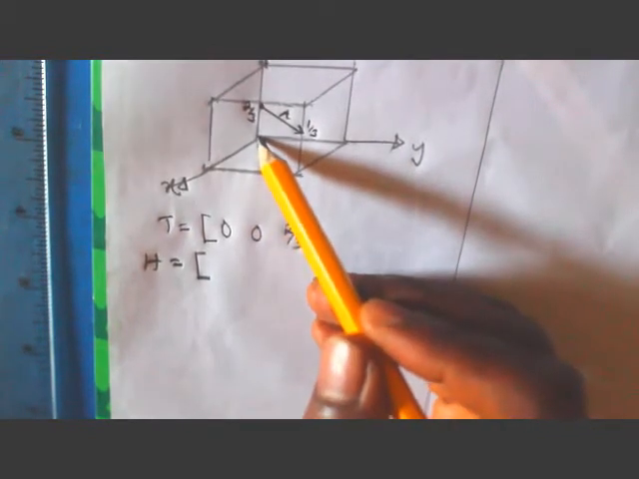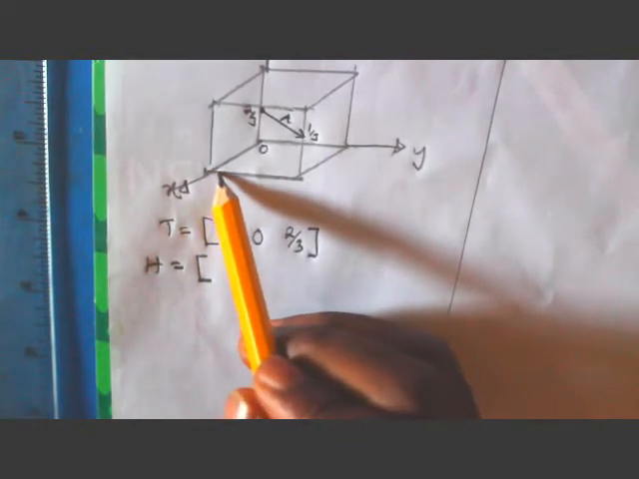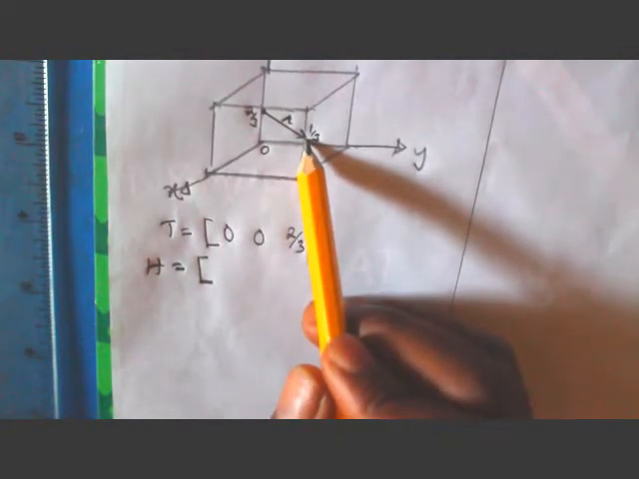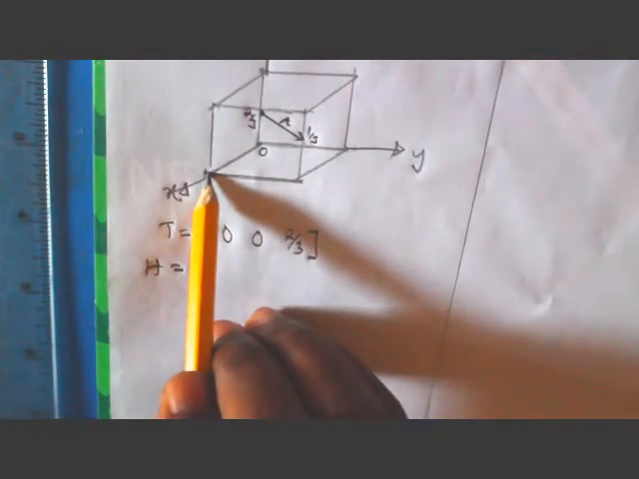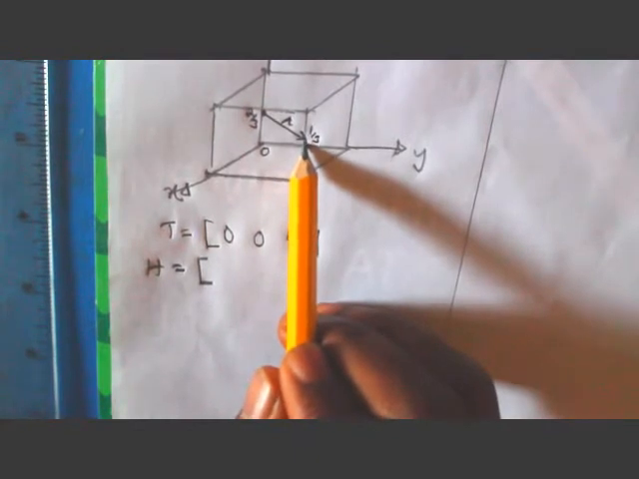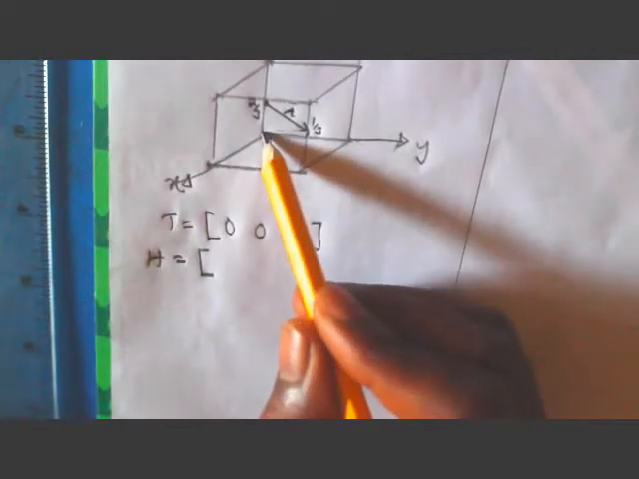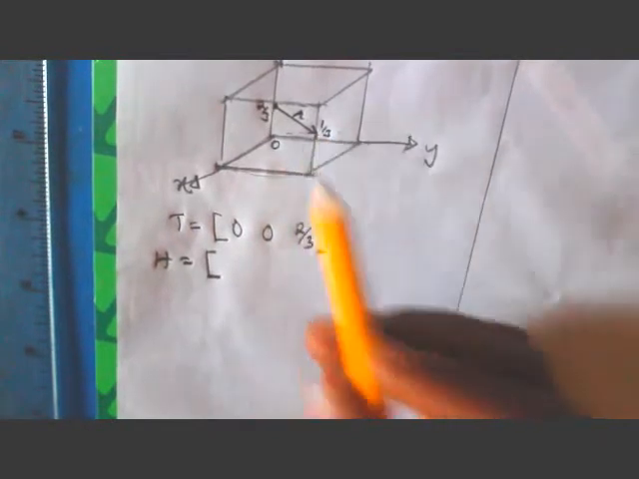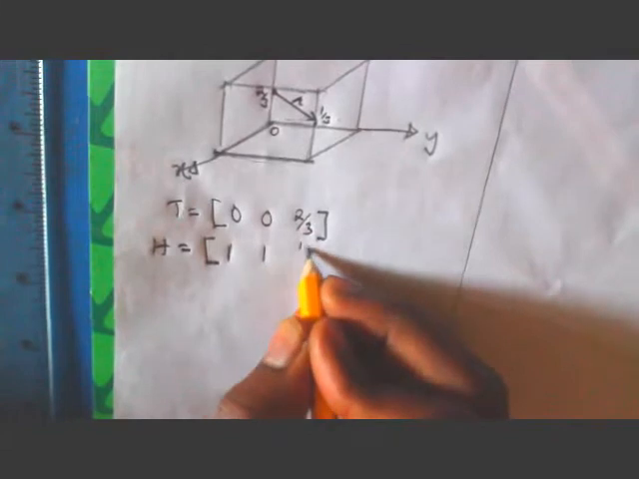If you go 1 for X, 1 for Y, and 1/3 for Z, it will give you the head. Let's trace: 1 for X, 1 for Y, 1/3 for Z.